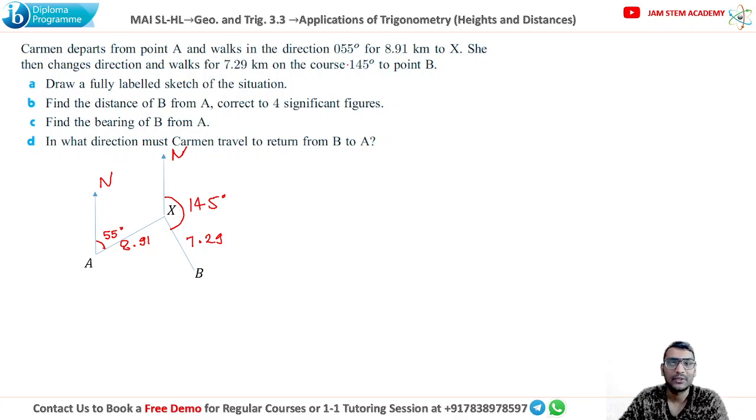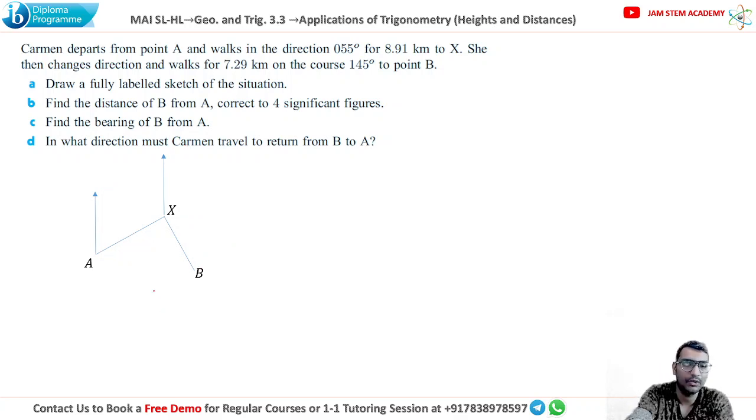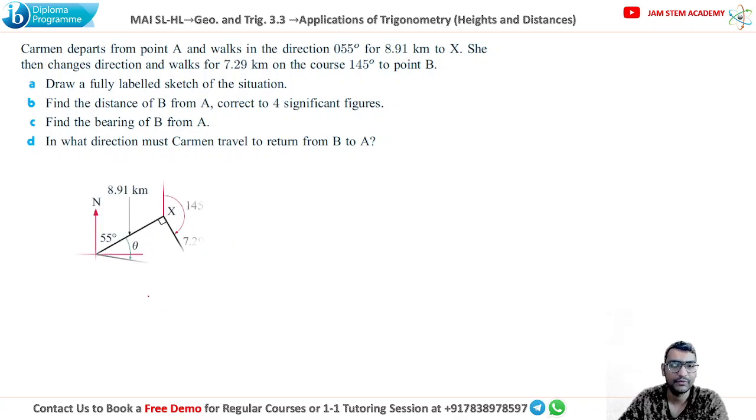So next question says, draw the fully labeled sketch of the situation. So if we join AB also, now what will we get? We will get a diagram something looking like this. Now, let's talk about the first part. Draw the fully labeled diagram.